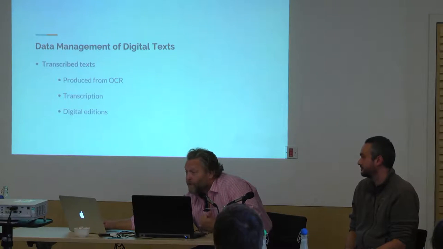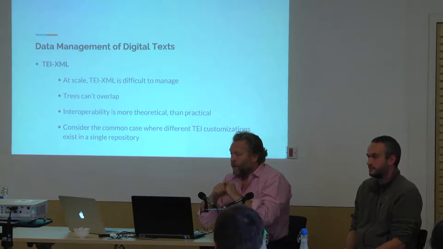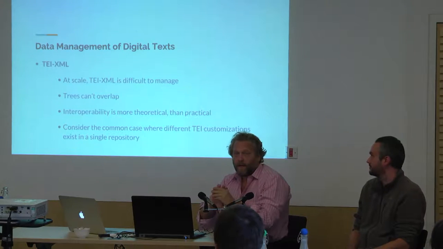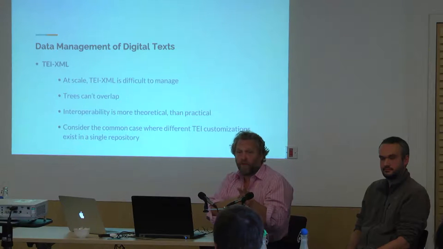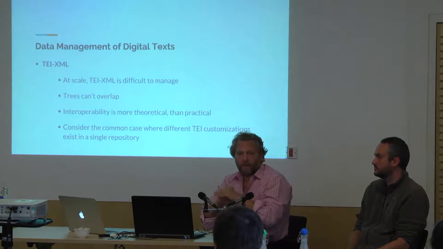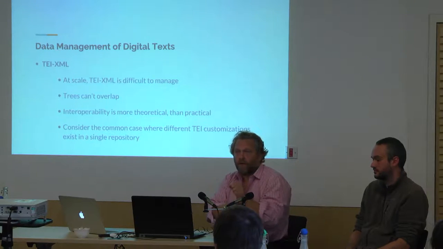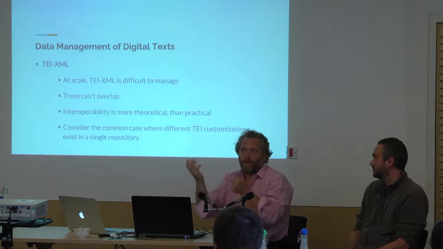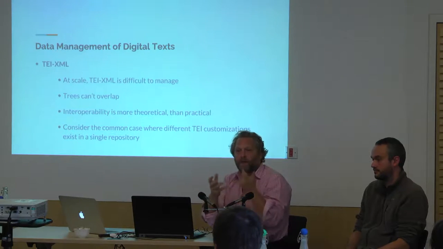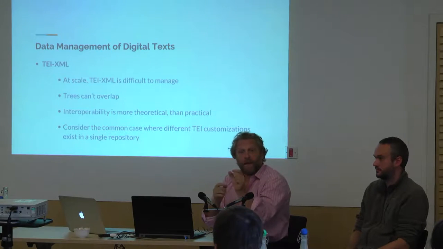So not only scans, but transcribed text produced from OCR and transcriptions and digital editions. Our current e-text repository is in TEI. I am not a proponent of TEI, and the reason is that TEI is very strong semantically, but it's expressed as XML. So you can imagine a case where there are different XML formats. How do XML formats overlap? They don't. The most simple semantic breakdown is of a page. If you have a page, and then you have an outline that goes across the page, it's very difficult to express that in XML. So you have a lot of workarounds with non-breaking tags, milestone tags.